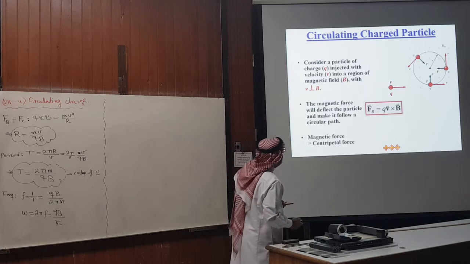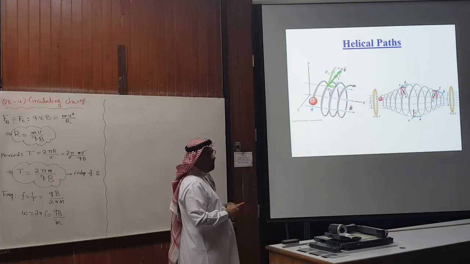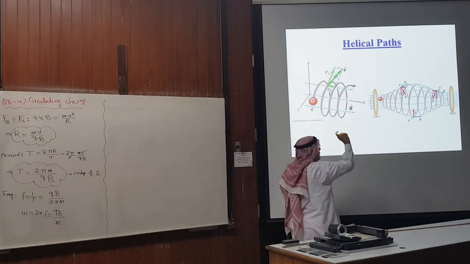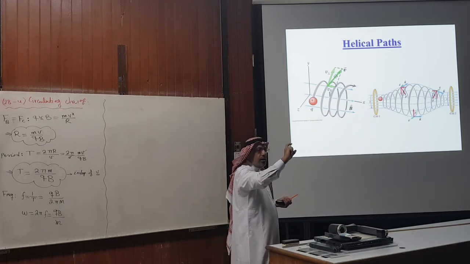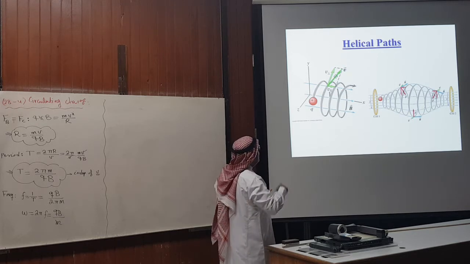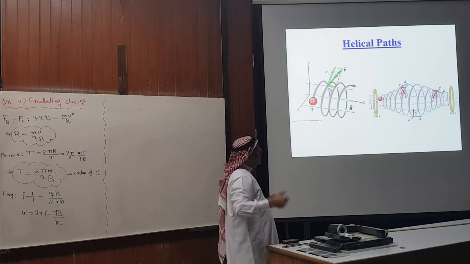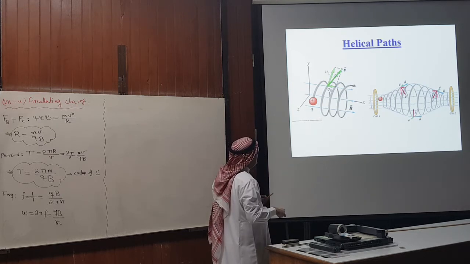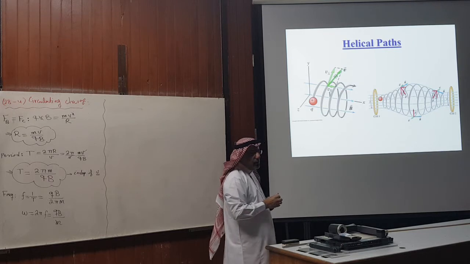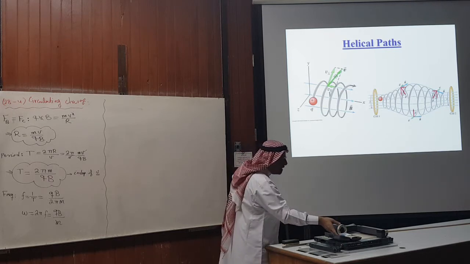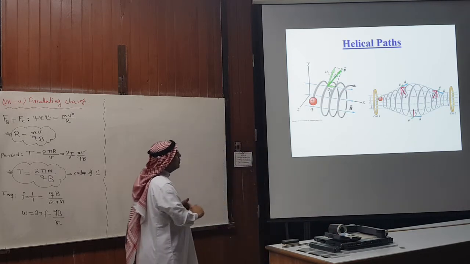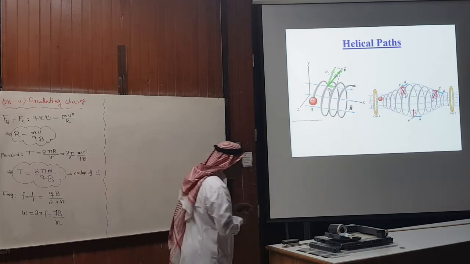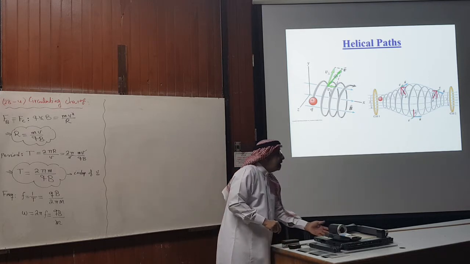In that case, we end up with what we call a helical path, okay? This is a helical path, like a spring. Instead of just having one circle, like the case where v is perpendicular to B, now we have an infinite number of circles. The particle will move in a circular path, and in addition to that, it will move, like in this case, in the x direction. So that's a helical path, and that's what happens if the velocity is not perpendicular to the magnetic field. So this is the first topic we have today, a circulating charged particle.